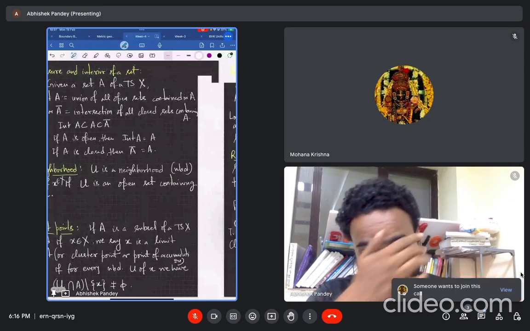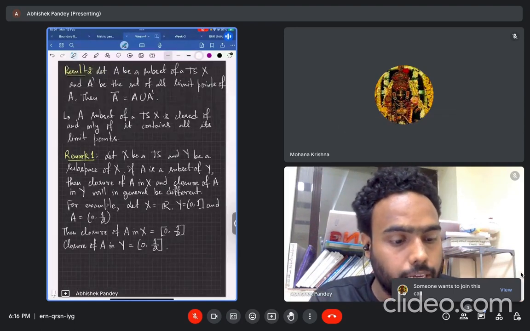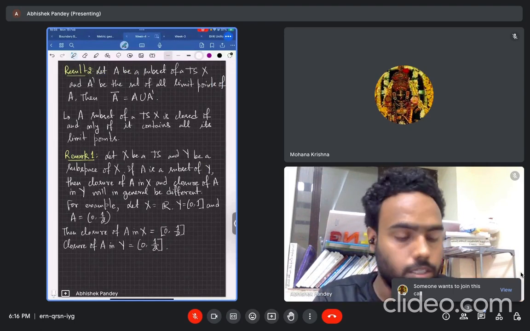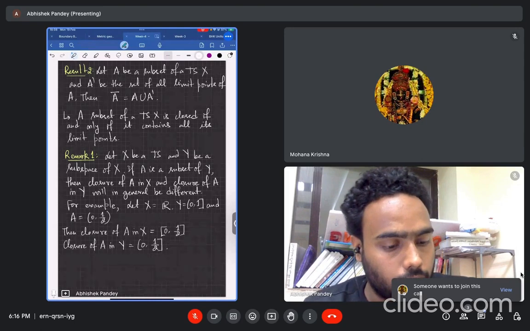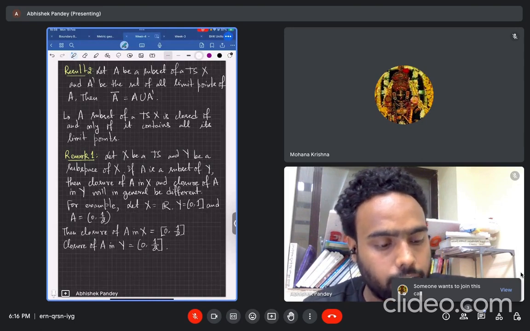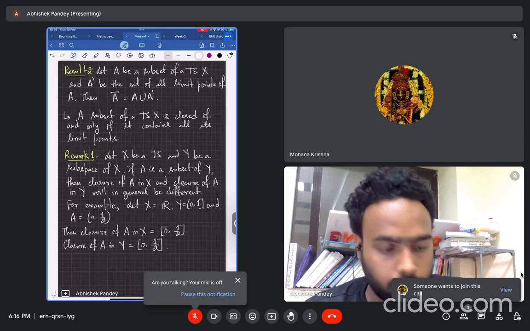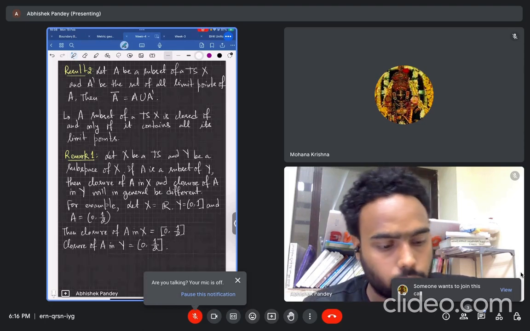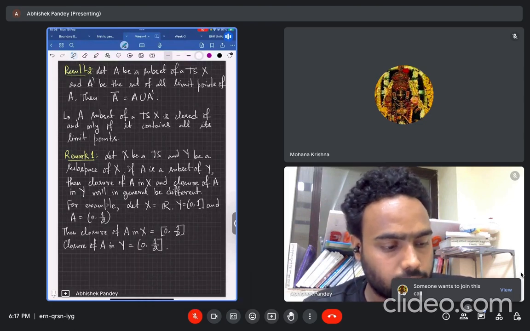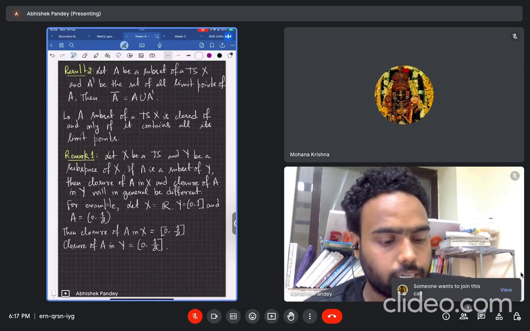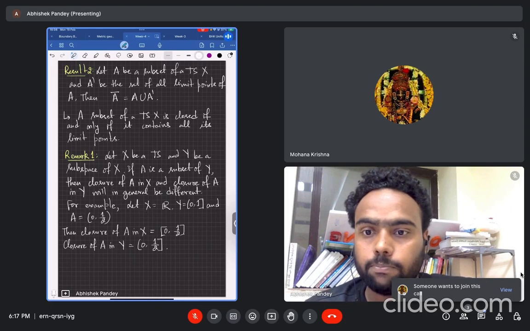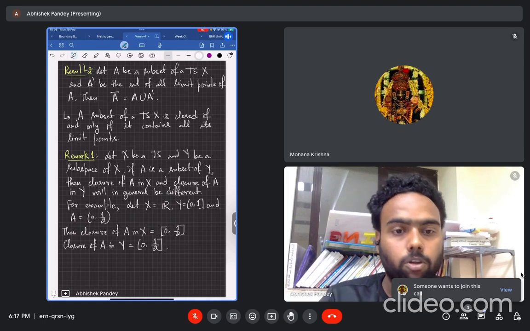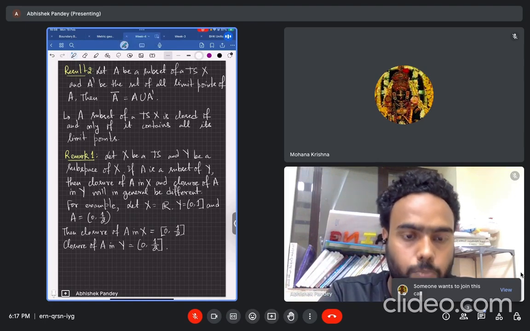So, we have the following results. The A closure is nothing but A union the set of all limit points, which is denoted by A dash. So, A closure is equal to A union A dash. Okay, so a subset of a topological space X is closed if and only if it contains all its limit points. Now, here we have a topological space X, and suppose we have a subspace Y.